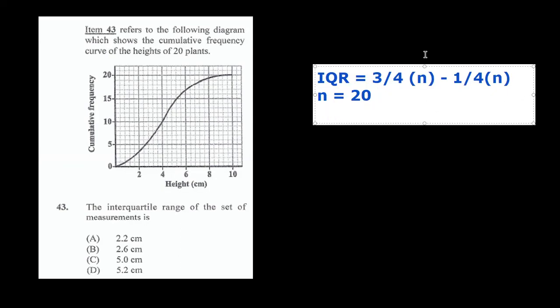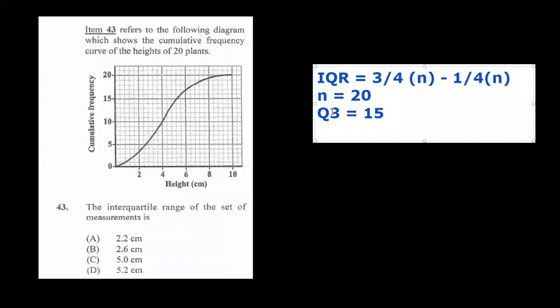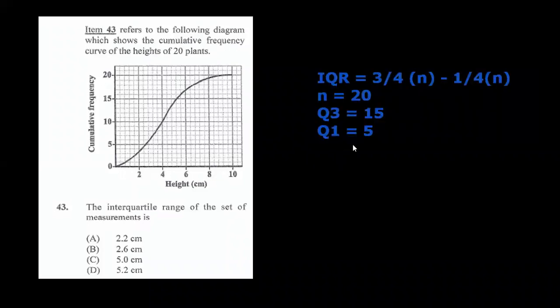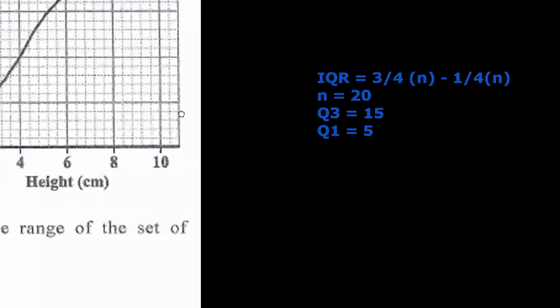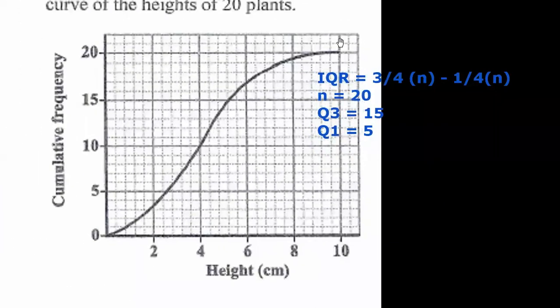All right, so I'm going to find 3/4 of 20. That's easy, right? So 3/4 of 20 is 15. I will say Q3, 15, and 1/4 of 20 is going to be 5. I'm going to use this to help me find the interquartile range. You ready? Awesome. So what is 15? I'm going to expand the graph. 15 is going to be here.